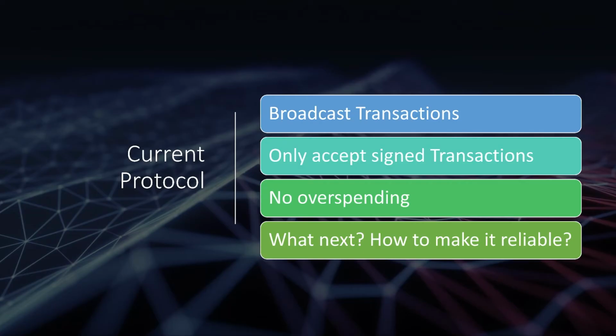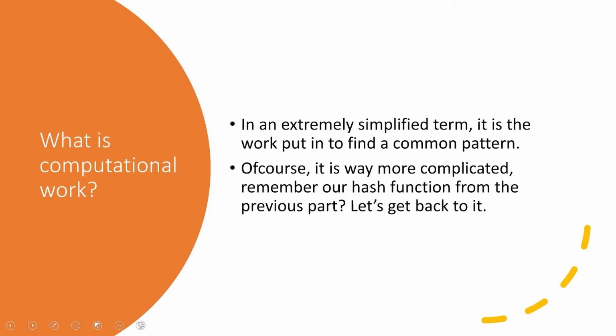So in our current protocol, from the last video, we learned that we need to broadcast our transactions on the entire network. We can only accept signed transactions. Nobody is allowed to overspend. So these three rules were established pretty well in part 1. If you are not clear with these, make sure you watch part 1 again. Now we are going to talk about the next step. So let's understand what computational work is.